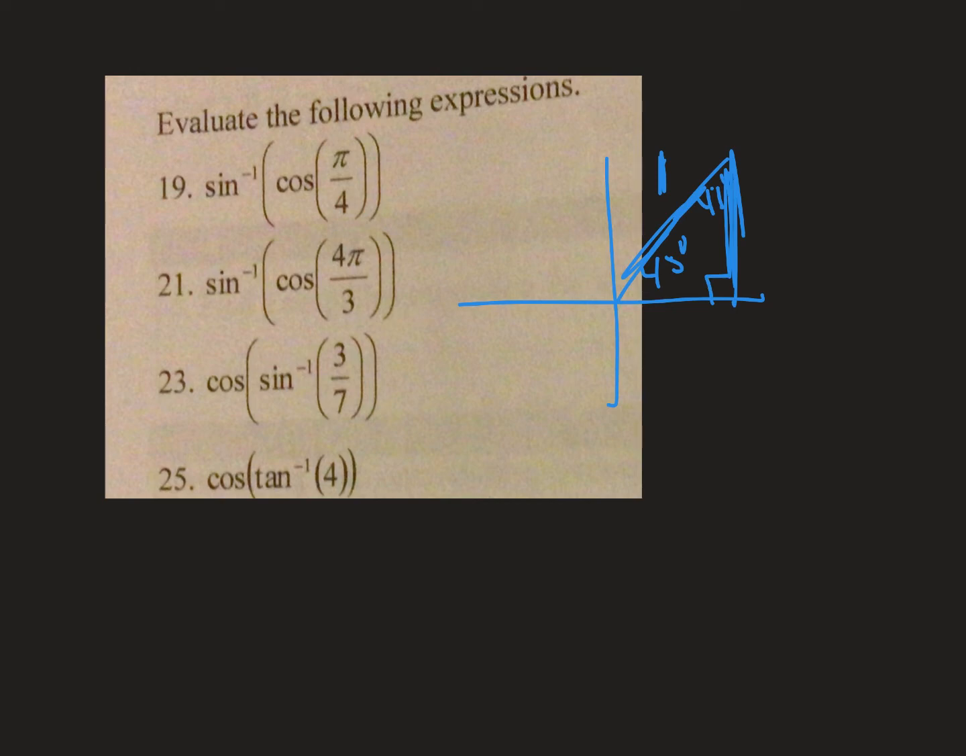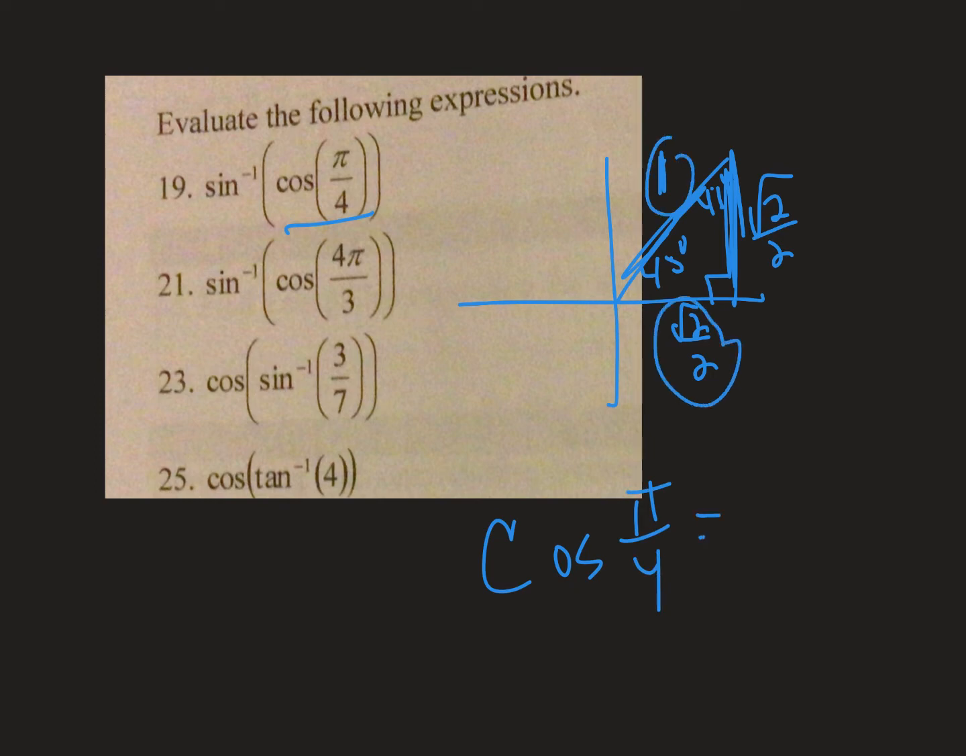And it worked out that this is square root of 2 over 2, or 1 over the square root of 2. All right, rationalized. Now, if I'm looking for the cosine, I'm going to break this piece up. I'm asking myself, what's the cosine of pi over 4? Well, that's the adjacent side, or x, over the hypotenuse. So that's equal to the square root of 2 over 2.